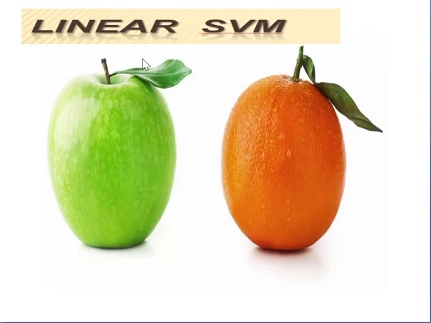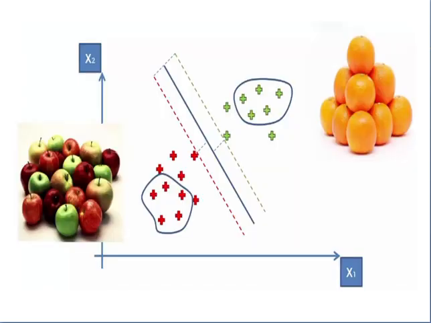Then let's see linear SVM with an example. This is one green apple and this is an orange. It is an example of linear support vector machine. Suppose we want to classify fruits into apples and oranges based on color and shape. The two fruits are very different, so it's easy to draw a straight line to separate them.